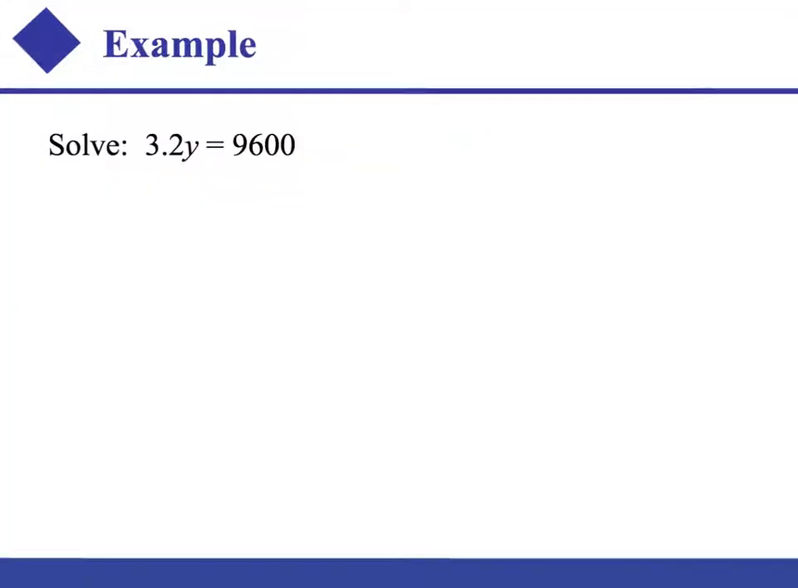Now the next problem we have is dealing with decimals, and you can still divide by decimals. You can either do it longhand or you can use your calculator. Since this class is allowed a calculator, I would use the calculator. 3.2 times y equals 9,600. If we divide both sides by 3.2, y is now simply going to equal, you punch that into your calculator, 9,600 divided by 3.2, and you get 3,000.